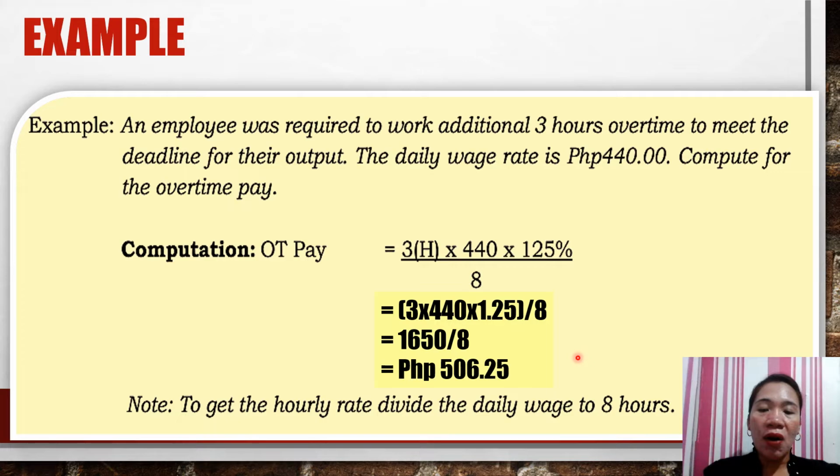To get the hourly rate, divide the daily wage by 8 hours. And then if you are going to compute the overtime pay, you simply multiply that by 1.25 times 440. Okay? So that's it.